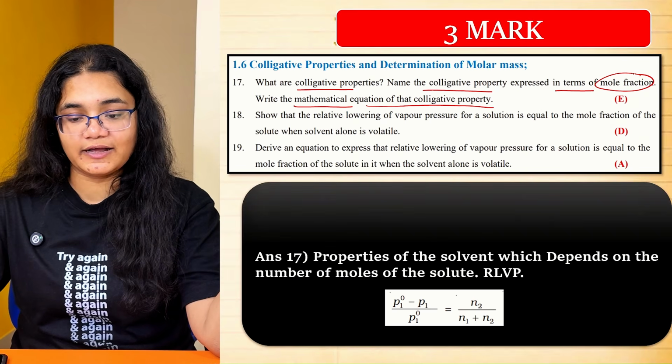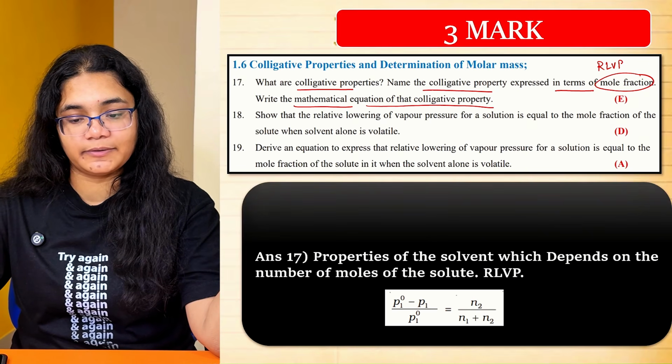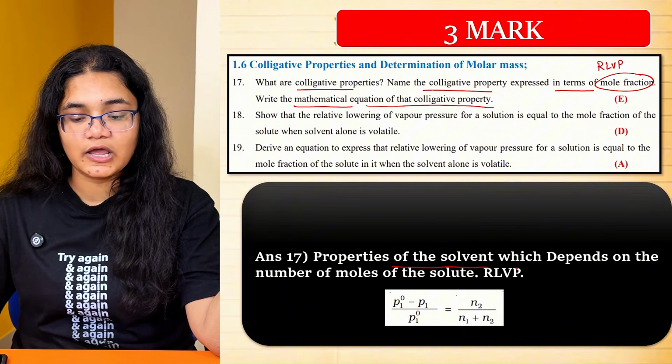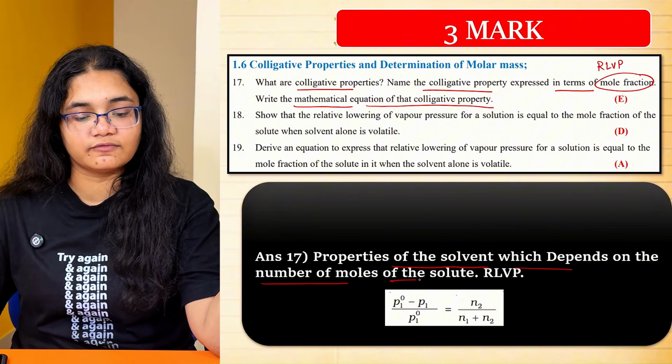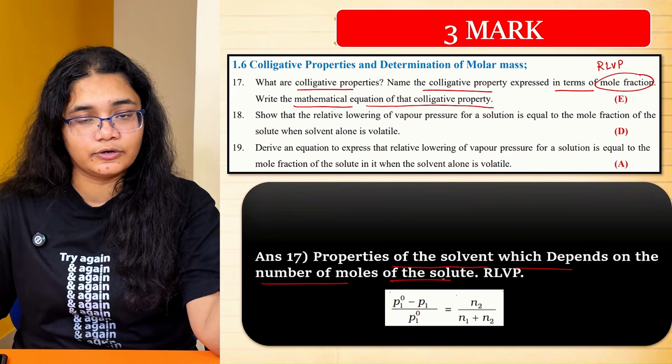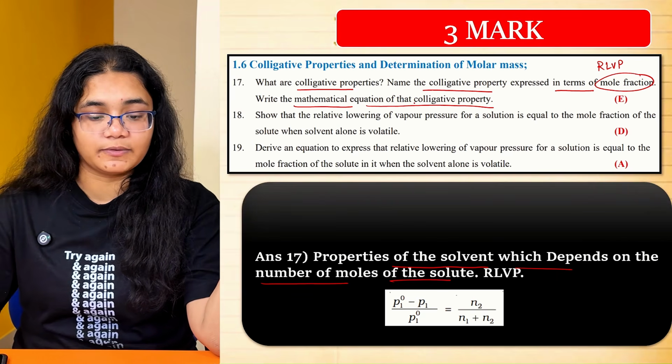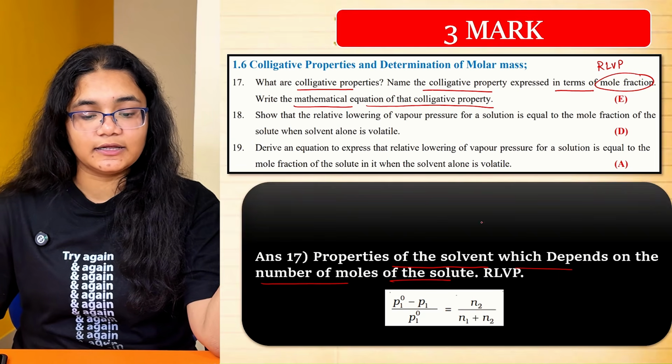In terms of mole fraction, that is your relative lowering of vapor pressure, right? So first of all, what are colligative properties? Properties of the solvent which depend on the number of moles of the solute and not on the nature of the solute are called colligative properties. Next, what is the mathematical equation here?